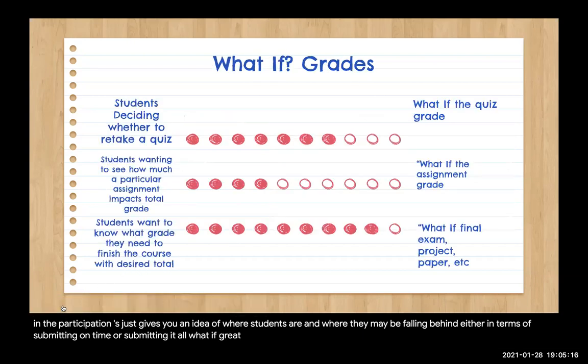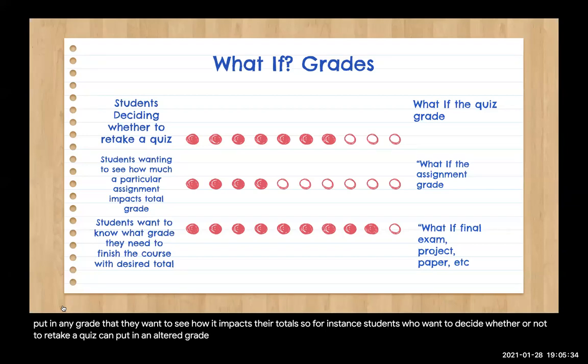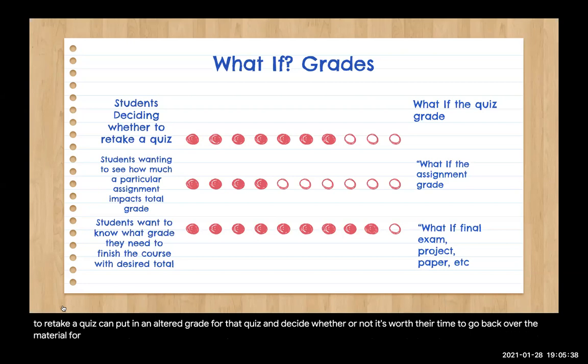What-if grades: if you're not familiar, students can go into their gradebook and they can put in any grade that they want to see how it impacts their totals. So for instance, students who want to decide whether or not to retake a quiz can put in an altered grade for that quiz and decide whether or not it's worth their time to go back over the material for whatever alteration to their final grade a better score is going to give them. Students may want to see how much a particular assignment is going to impact their total grade.